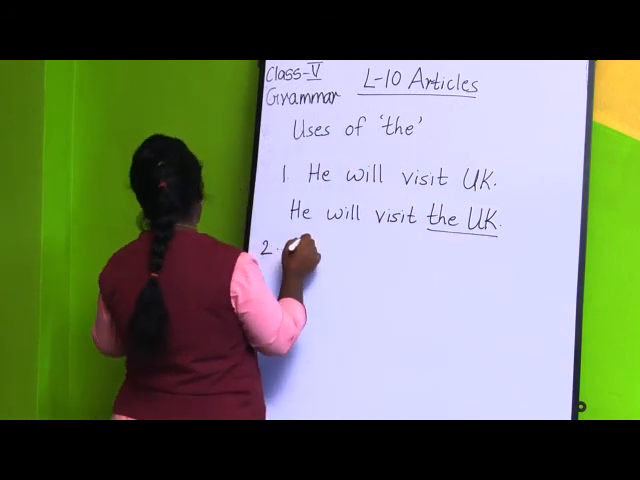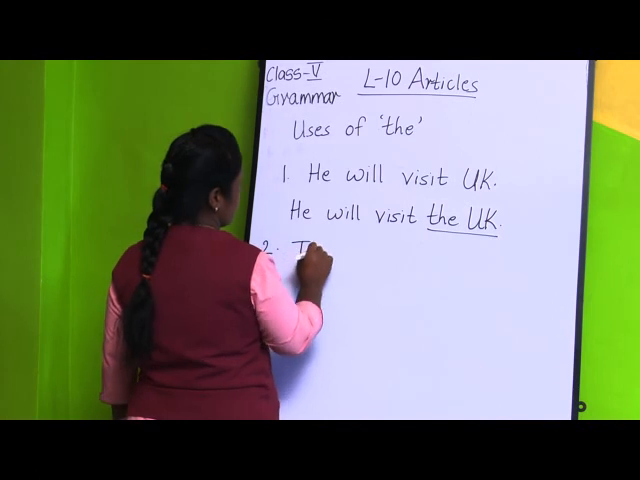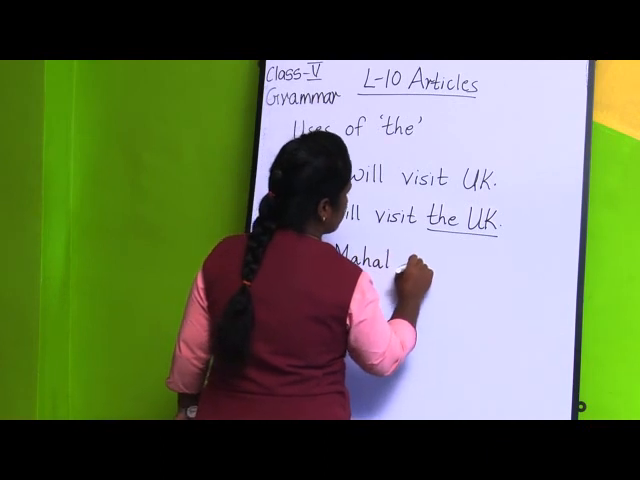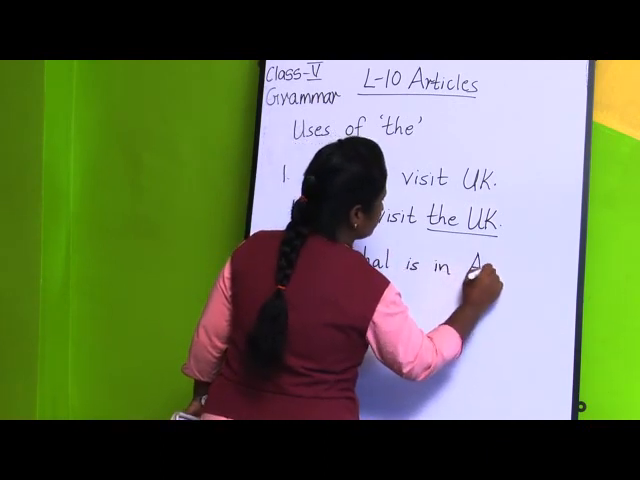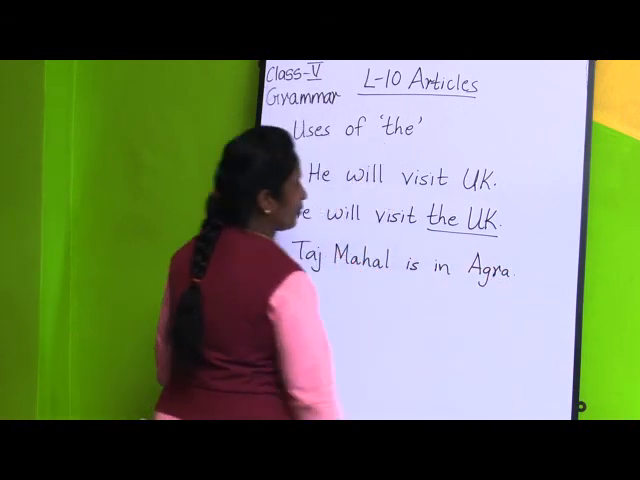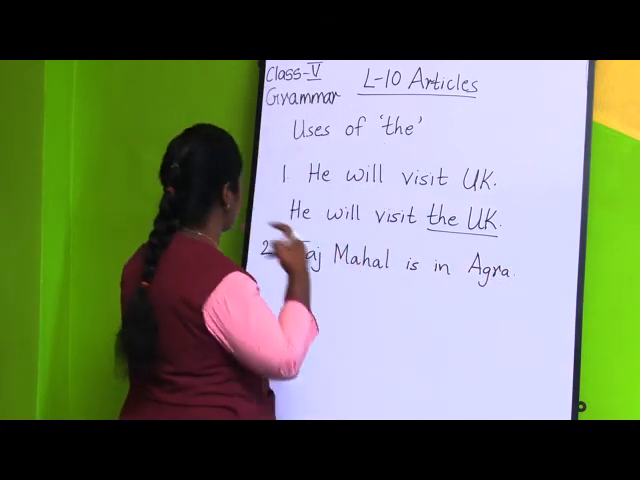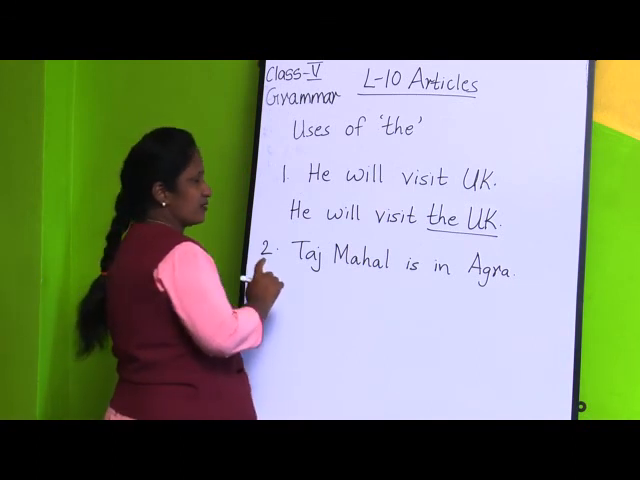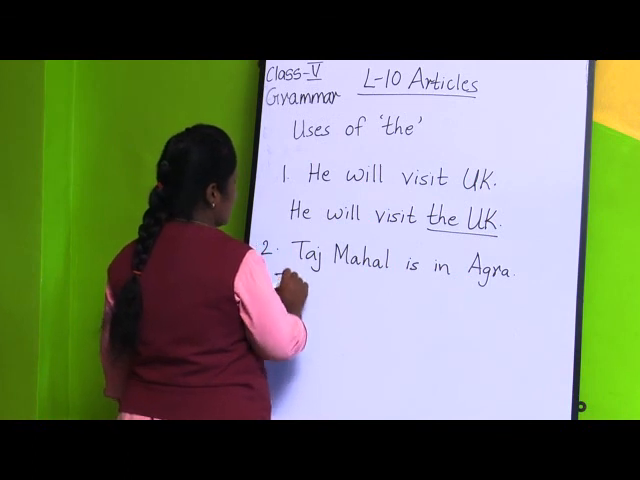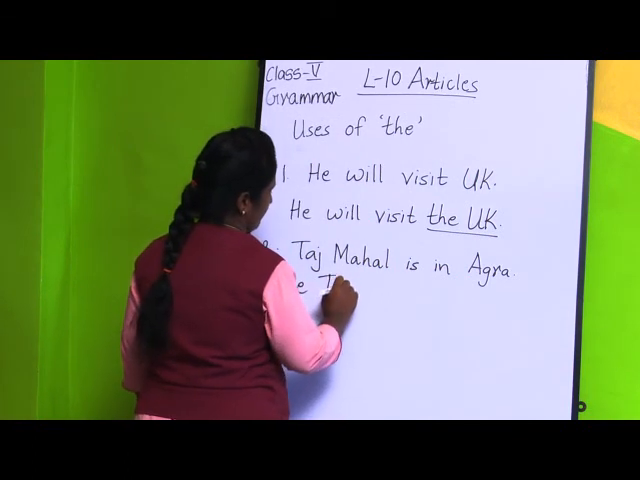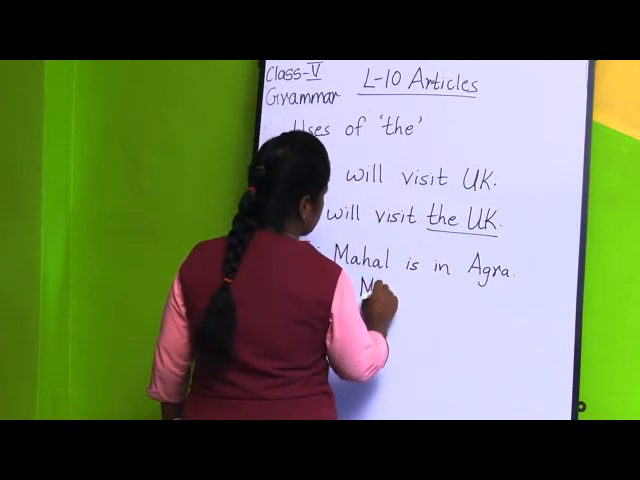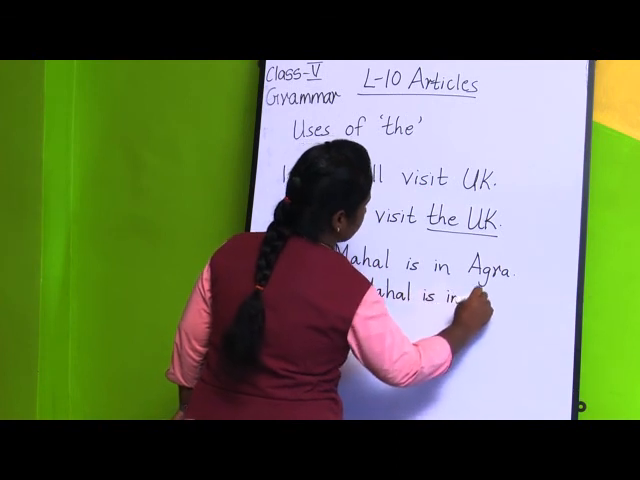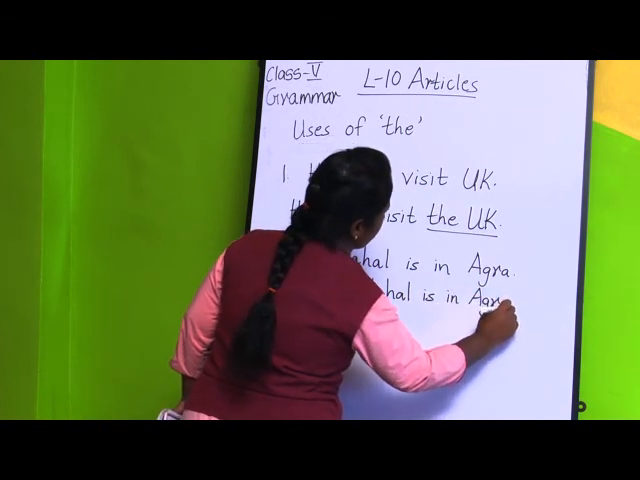Second, Taj Mahal is in Agra. Here we are talking about one famous, well-known building. What is that? That is the Taj Mahal. So they have told that there also we can use the article the. So the answer will be the Taj Mahal. The Taj Mahal is in Agra.